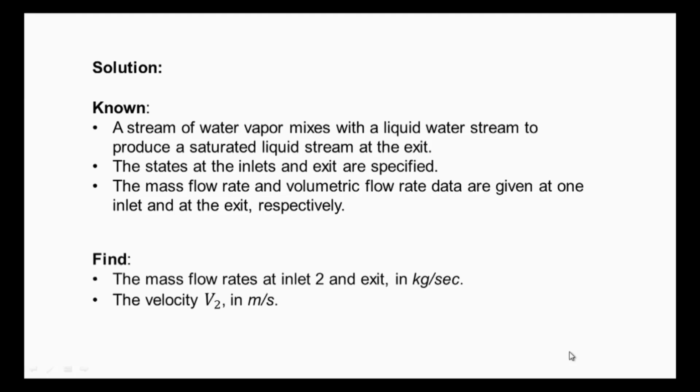The next thing we need to do is to summarize what we have to find. This is essentially the same information we highlighted in green in our critical read of the problem statement, presented again in a compact bullet list form. The mass flow rate at inlet 2 and exit in kilograms per second, and the velocity V2 in meters per second.